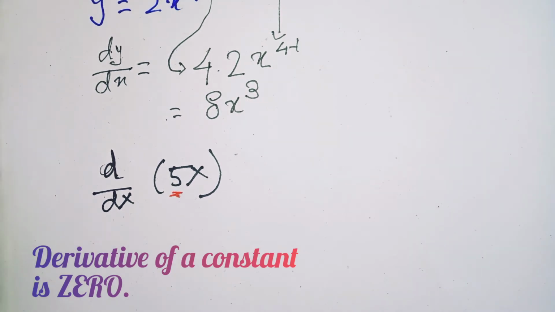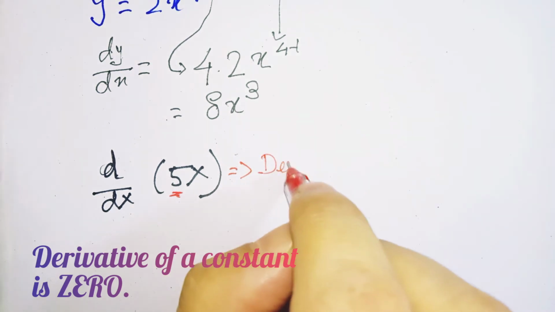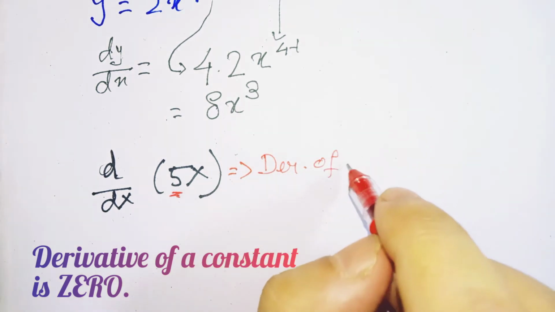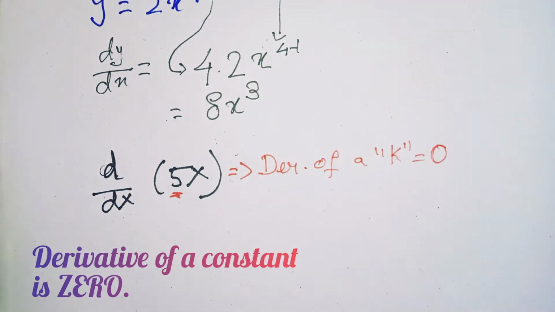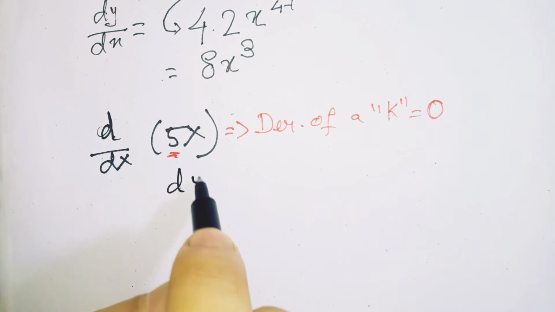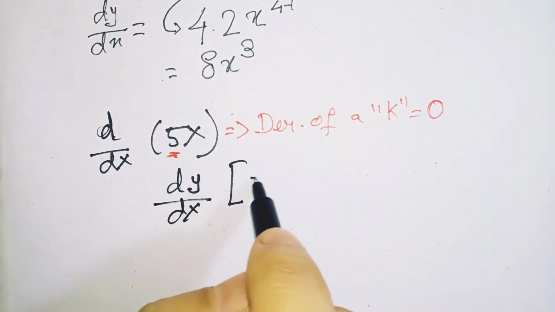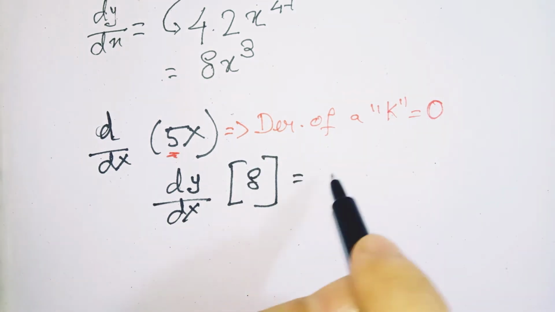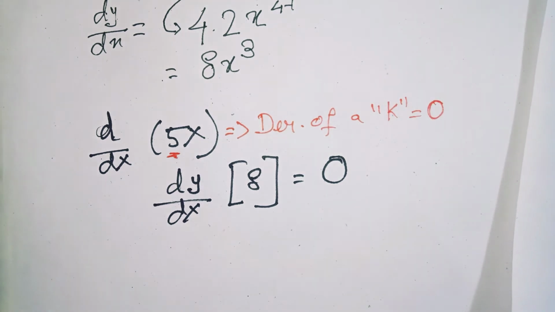So this is a general rule, let me write it for you, it would be easier. The derivative of a constant, say for example if I use it as k, is always equal to 0. So in that case, if we try to find out dy by dx of 8, whatever it is, it will always be equal to 0. So this is a general rule, the derivative of a constant is always 0.